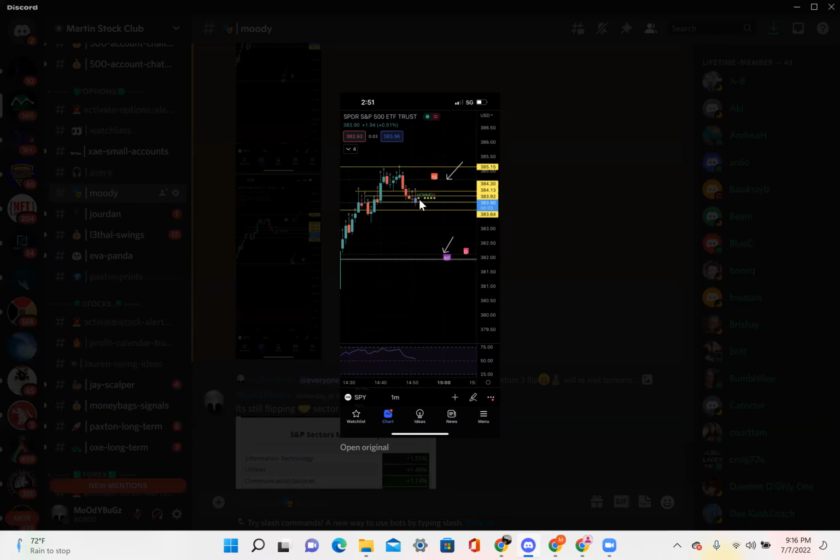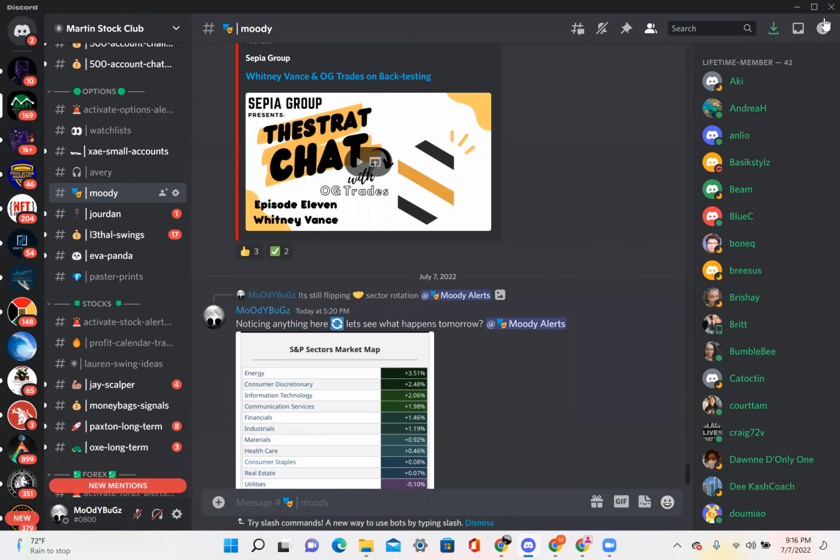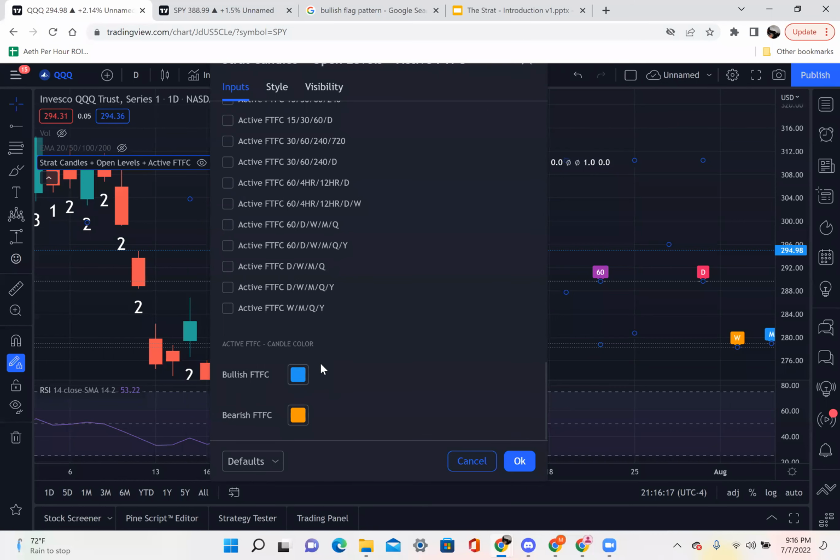Look at the Doji right there. Full time frame continuity, letting you know don't get out of your trade, right? But let's go back to the chart. And that's what I was trying to explain with seeing the full time frame continuities.